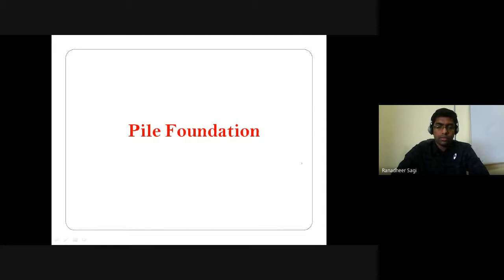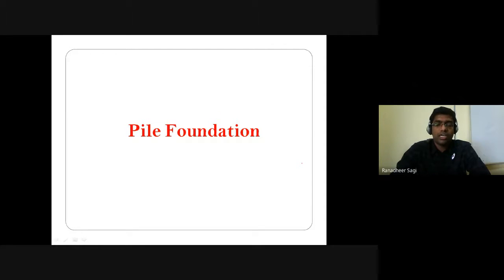Welcome back to the course of Foundation Engineering. The next topic we'll get started with is pile foundation. So in our earlier classes, we have in detail talked about what is meant by shallow foundation. And from this lecture, we'll be focusing on what is called deep foundation.